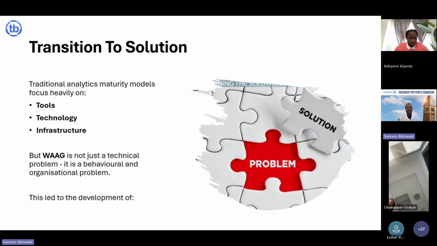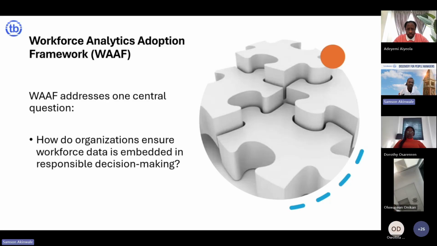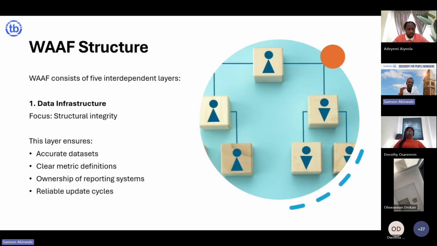So this leads to what I eventually call WAAF, the Workforce Analytics Adoption Framework. This is a framework I have thoughtfully and with some research come up with, advising and talking to some people, and I have even taken some steps in implementing it, which has been on for more than 18 weeks now. WAAF addresses this central problem: how will organizations ensure workforce data is embedded in responsible decision making? It is a 5-layer structure, and it is already going into a 6th layer with the realization of what AI is coming to do.